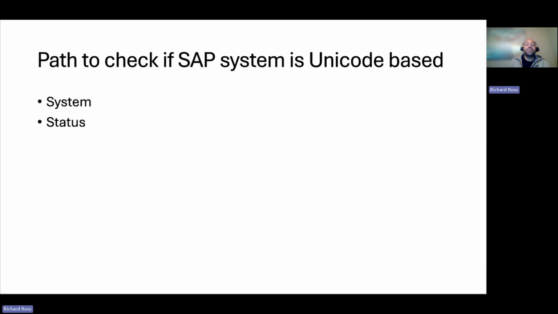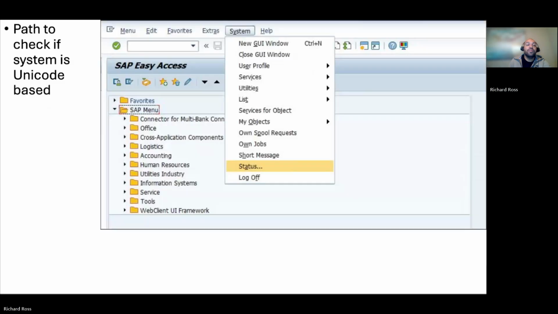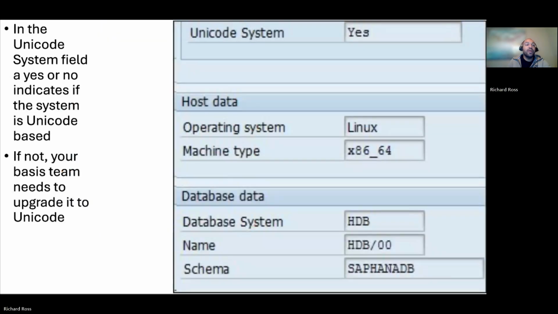Path to check if SAP system is Unicode based. Path to check if system is Unicode based. System status. In the Unicode system field, a yes or a no indicates if the system is Unicode based. If not, your basis team needs to upgrade it to Unicode.